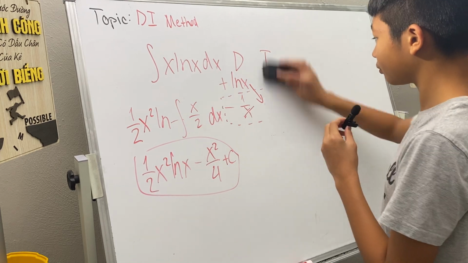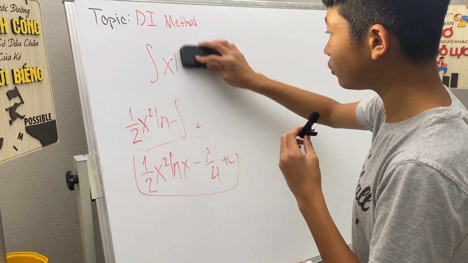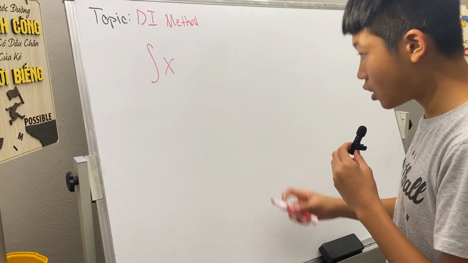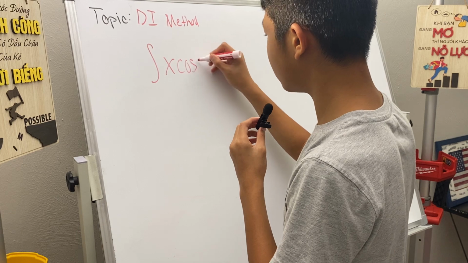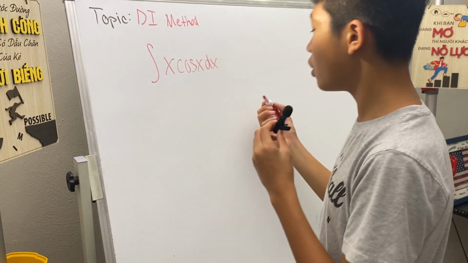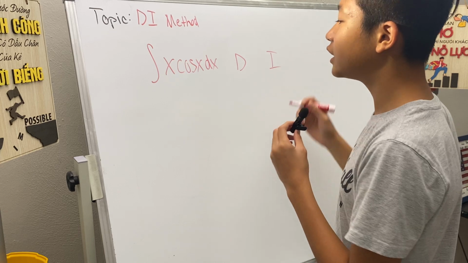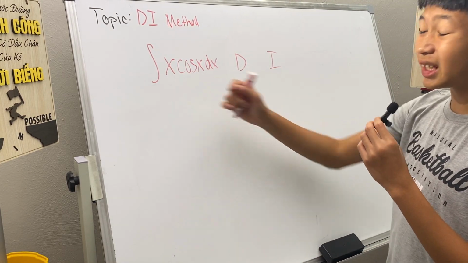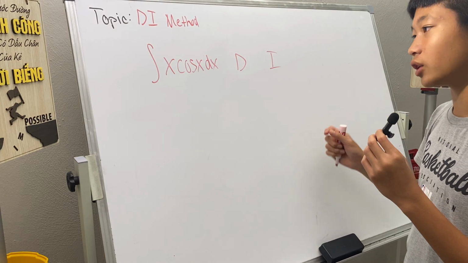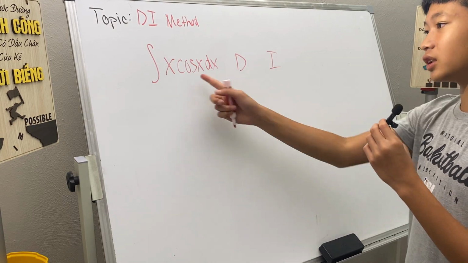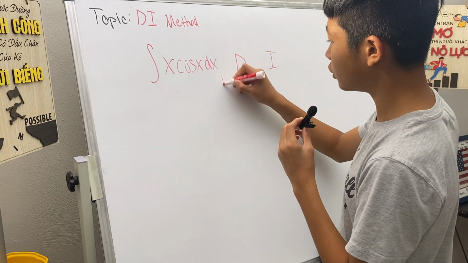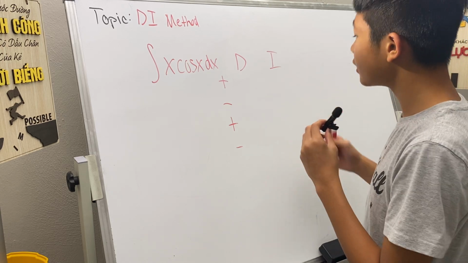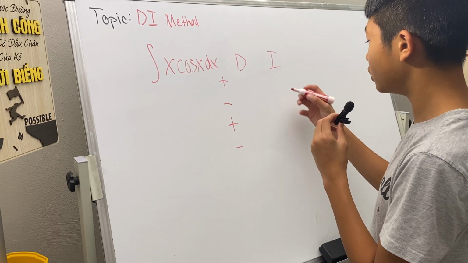Okay, next one. x times cosine x. Well, we can integrate this and this, it doesn't really matter. But if you integrate x, you get 1/2 x squared, so let's get rid of that. Let's integrate cosine x. Sure. So put down plus minus like this. Just to make sure, you need 3. Don't need that much, but if you need 2, yes.